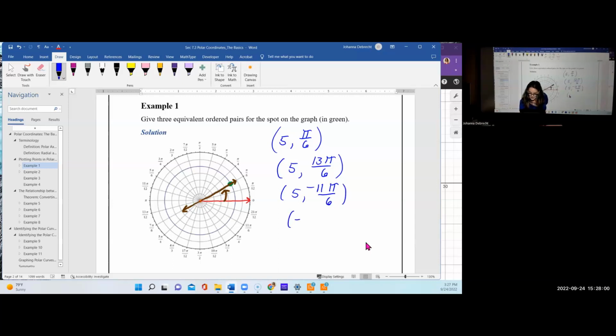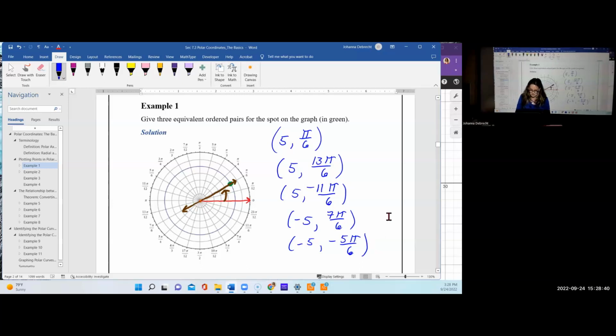Or I could make it a negative radius, and that's going to put it on the 180-degree line, which is going to be down here at 7 pi over 6. So I could graph -5, 7 pi over 6. Or I could graph -5, comma, and then what would that be? -5 pi over 6. So again, -5 pi over 6, -3 to here, and then 2 more puts us out here. And then the negative radius shoots us out 180 degrees opposite, and we end up over here.